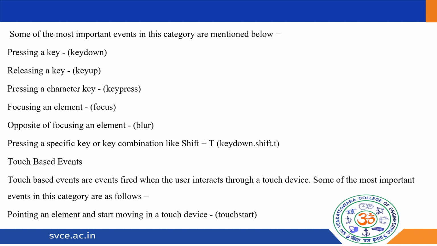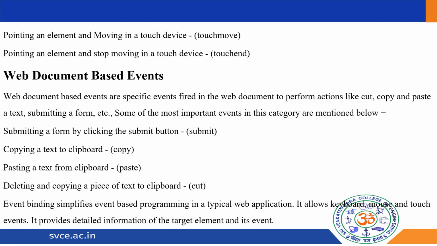The next one is touch-based events. The touch-based events are events where the user interacts through a touch device. Some of the most common events in this category are pointing at an element and starting to move in a touch device, such as touch start, and then pointing at an element and moving in a touch device, touch move. Then pointing at an element and ending the movement in a touch device, touch end.